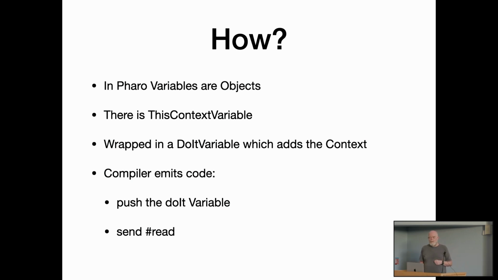So what we do is we wrap it into something called doit variable, which adds the context as an addition. And this doit variable does emit code: when the compiler tells the doit variable, please emit your code, it pushes the doit variable on the stack and sends read. And this one returns the context that is in the doit variable. And that's it. This way, this context in the debugger is correct. That was it.